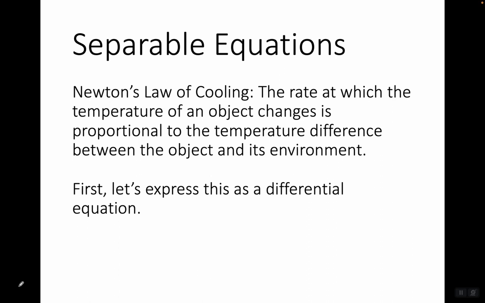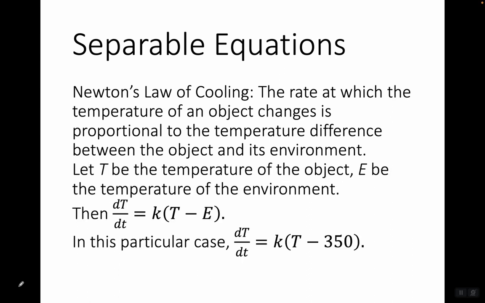First, let's express this as a differential equation. T is going to be the temperature of the object, and E is going to be the temperature of the environment. The rate at which the temperature changes is dT/dt. It's proportional to the temperature difference between the object and its environment. In other words, it's some constant K times the difference between the temperature and the environment, so it's K times (T minus E).